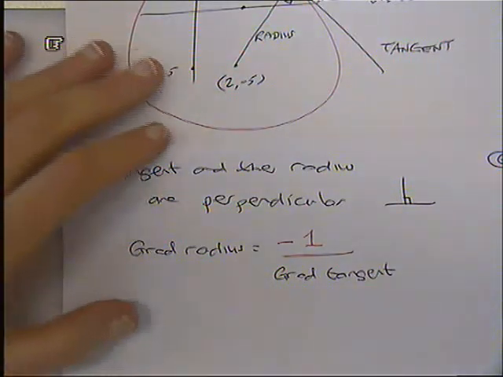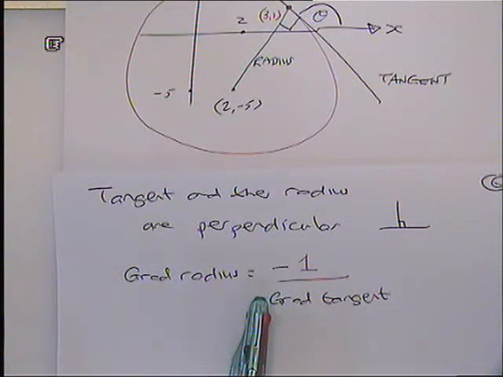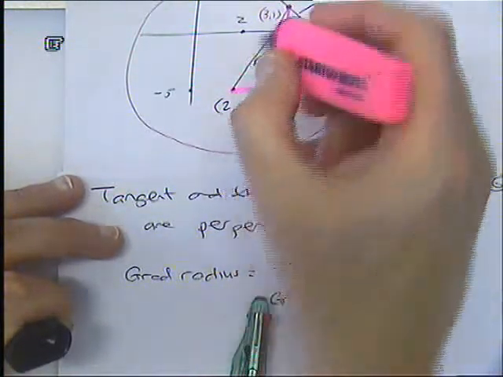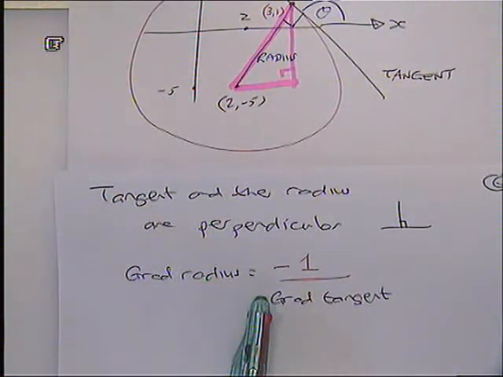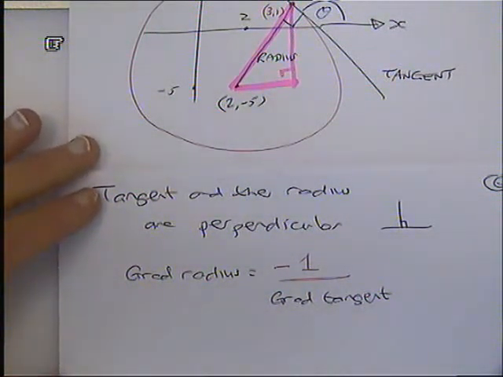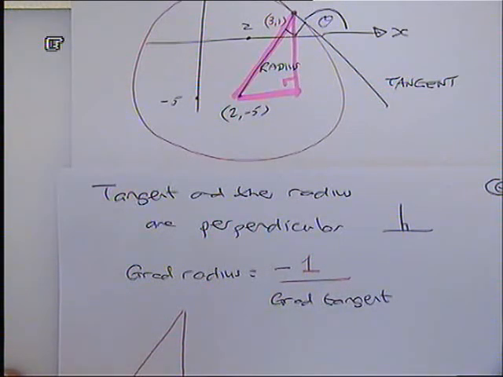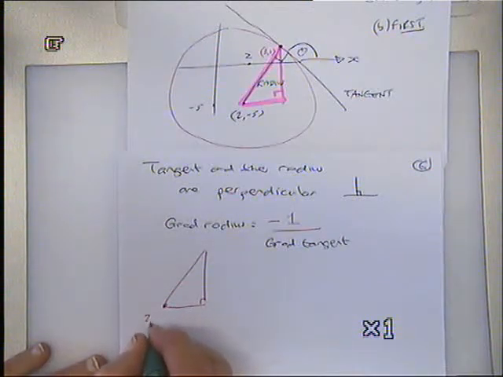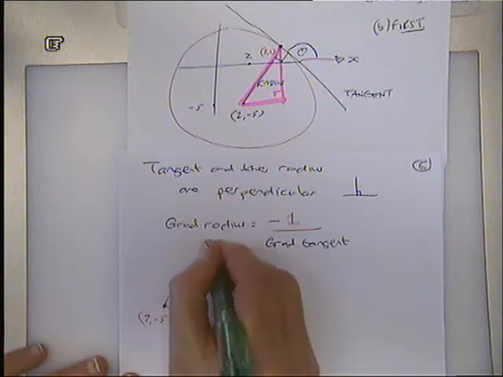Now, if we look at the drawing, can I borrow your pink highlighting pen a minute, please? Yes. Thank you. If I put a line down here and a line there, and we look at that right-angled triangle a minute, we should be able to work out the gradient of the radius, because I've got a right angle here, and I've got this point down here, that's at 2, minus 5, and this point here is at 3, 1.